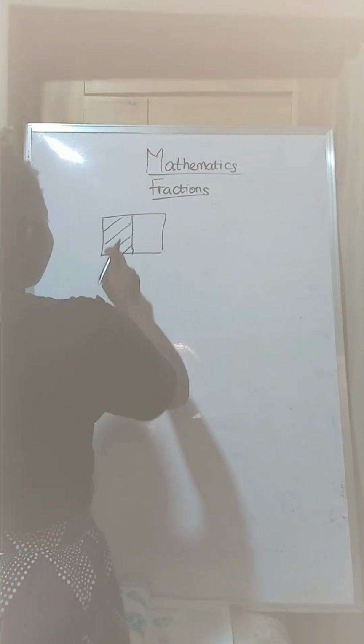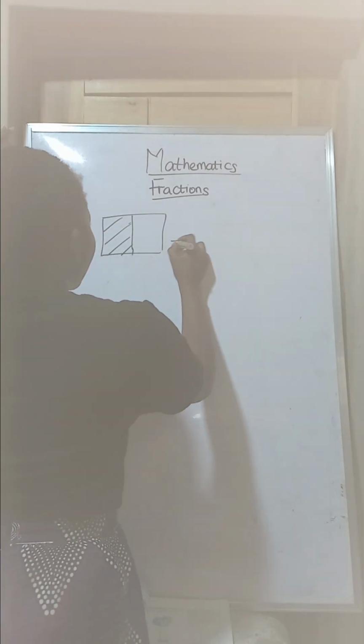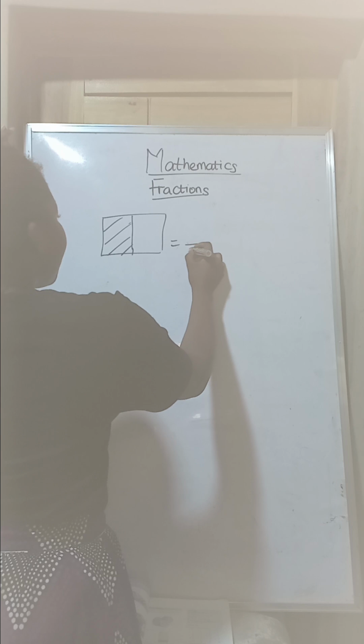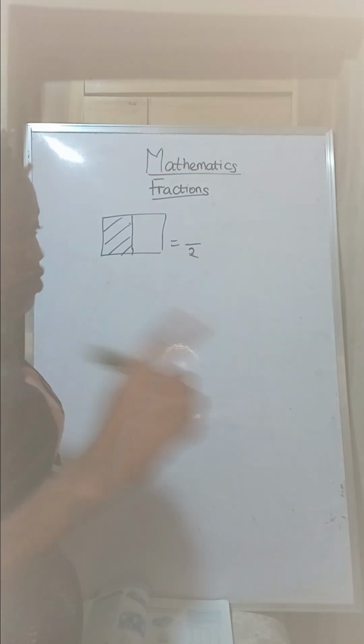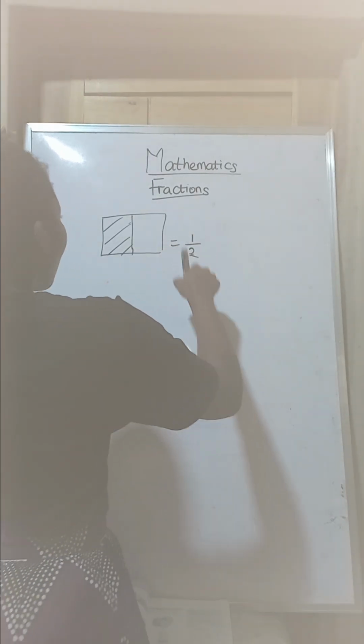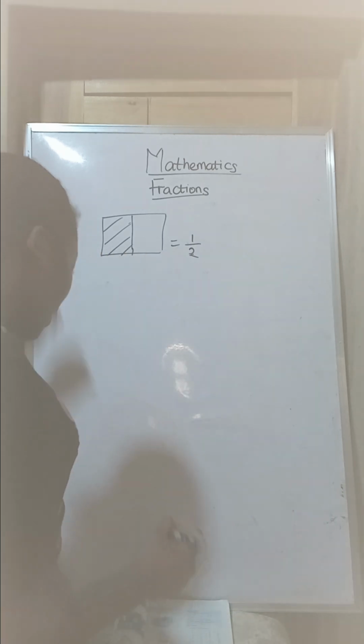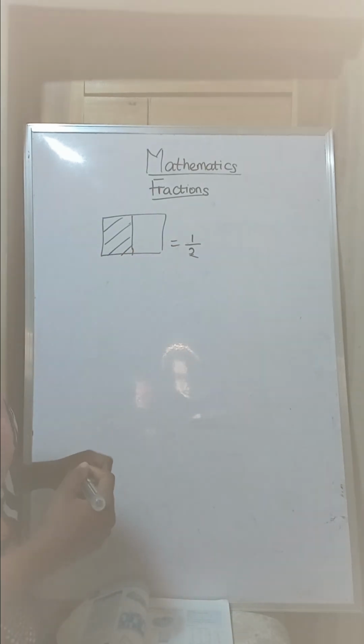Now, how many parts do we have? One, two. We have two parts, right? You write over two. Then how many parts were shaded? Only one part. So now that means 1/2 was shaded. Now, do you understand? 1/2 is also known as half. One half. Do you understand that?